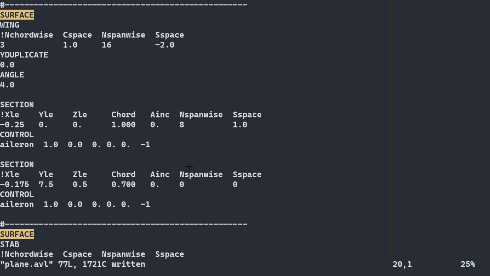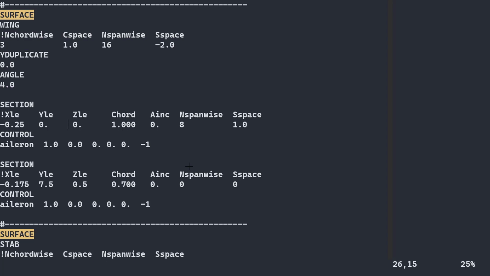So 0.0 is proper. So this is the angle of the whole wing relative to the airplane, right? So the airplane, if it is at an incidence angle of 1 degree and this angle is 4, then the wing is at 5 degrees angle. Okay. So basically, this is the angle of the surface relative to the whole airplane. And now this section is the whole surface, and the cross sections are specified over here.